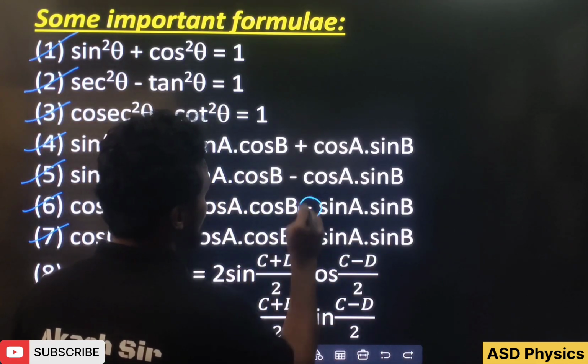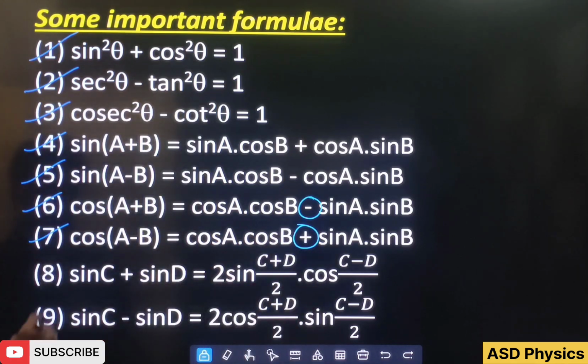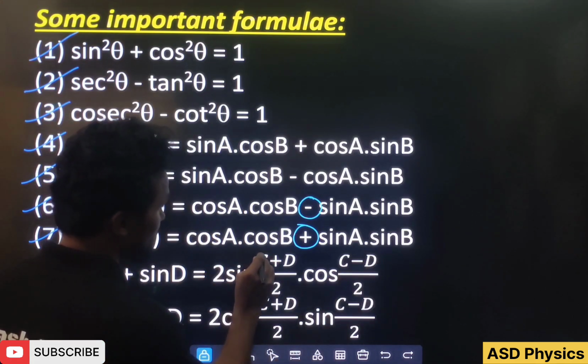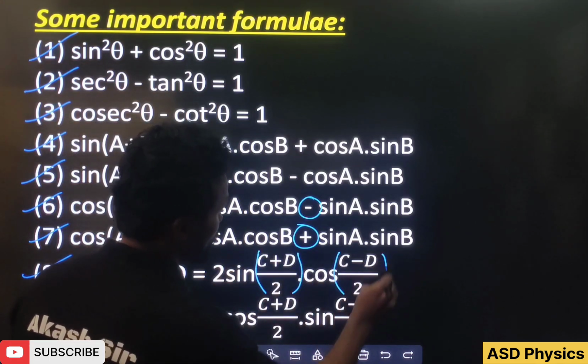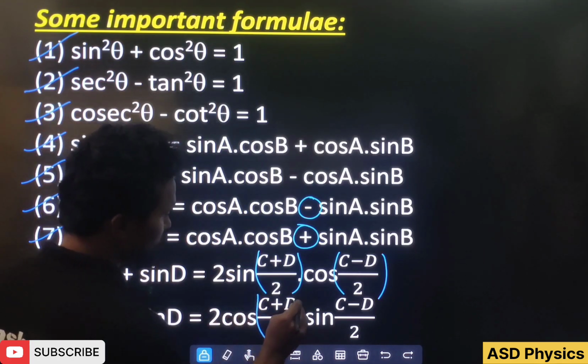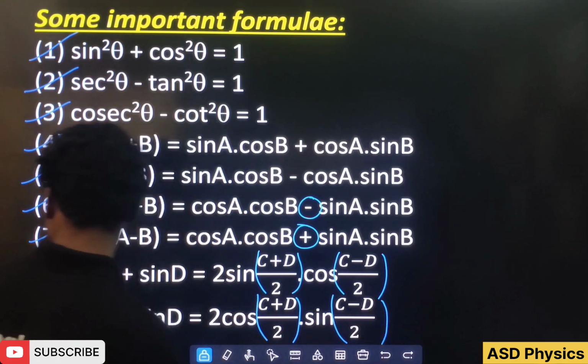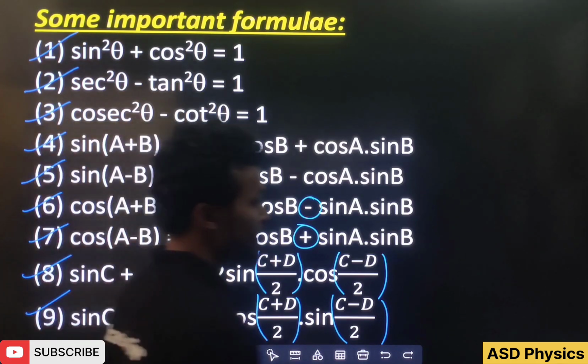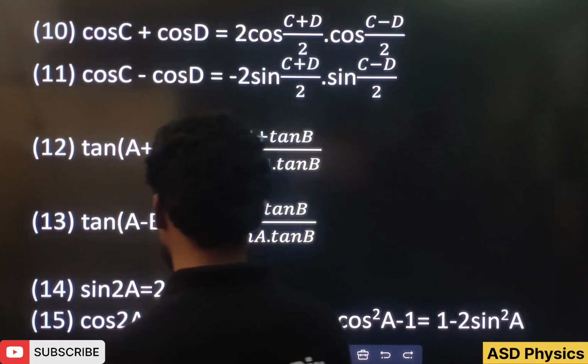So this sign you have to remember. This sign is very, very important. Similarly, sin C plus sin D. In the waves chapter we need this. So what will become? 2 sin C plus D by 2 into cos C minus D by 2. If you wish, you can put it in a bracket also, no problem. Similarly, sin C minus sin D is 2 cos C plus D by 2 into sin C minus D by 2. So these formulas have to be remembered. Very basic formulas.